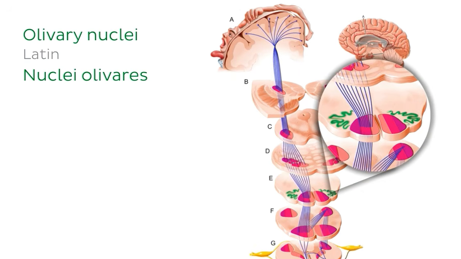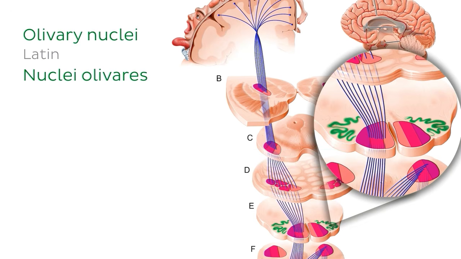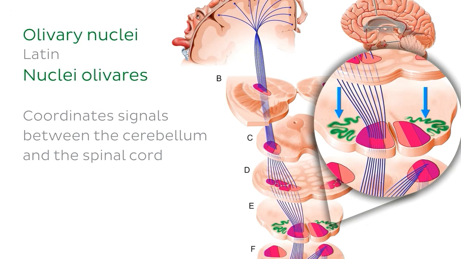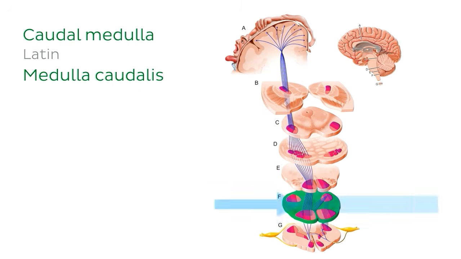Besides a few bulges on its ventral surface, which are known as the pyramids of the medulla, the best structure to use in identifying the medulla is the olivary nucleus. And the olivary nucleus is a uniquely shaped nucleus that appears convoluted in cross-sections, and neurons in the olivary nucleus coordinate signals between the cerebellum and the spinal cord. The most inferior part of the medulla is called the caudal medulla. And caudal means tail in Latin, and so therefore the caudal medulla gets its name because it is closer to the tailbone or coccyx than the rostral medulla.